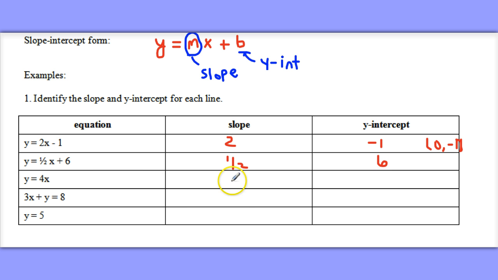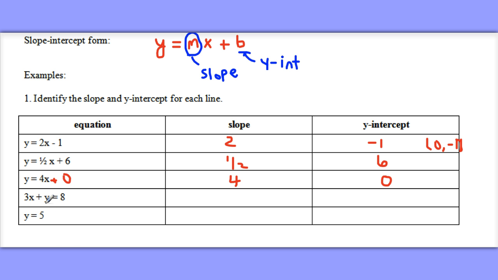Here it's easy to see that our slope is 4, but you might be wondering what's up with the y-intercept. There's nothing added or subtracted, and that's correct. It's understood that there's nothing here, or 0 being added or subtracted, so our y-intercept is 0, which means this graph is actually going to go through the point (0, 0), or the origin.